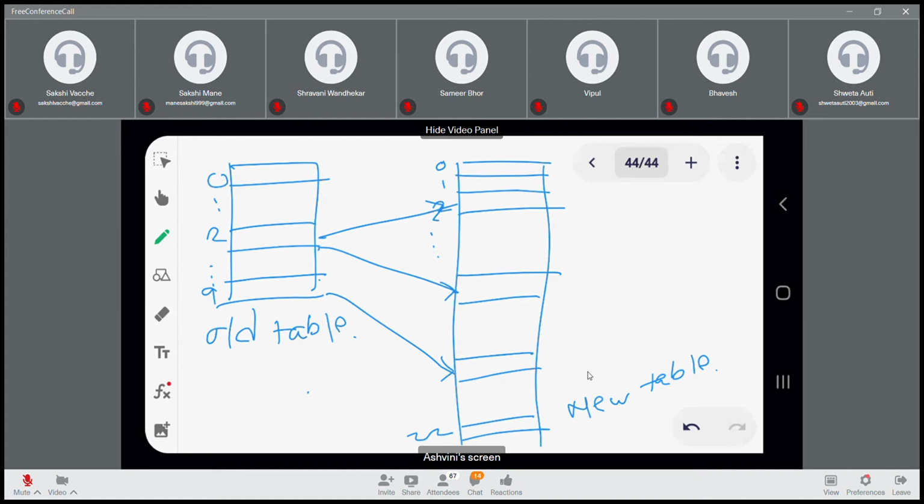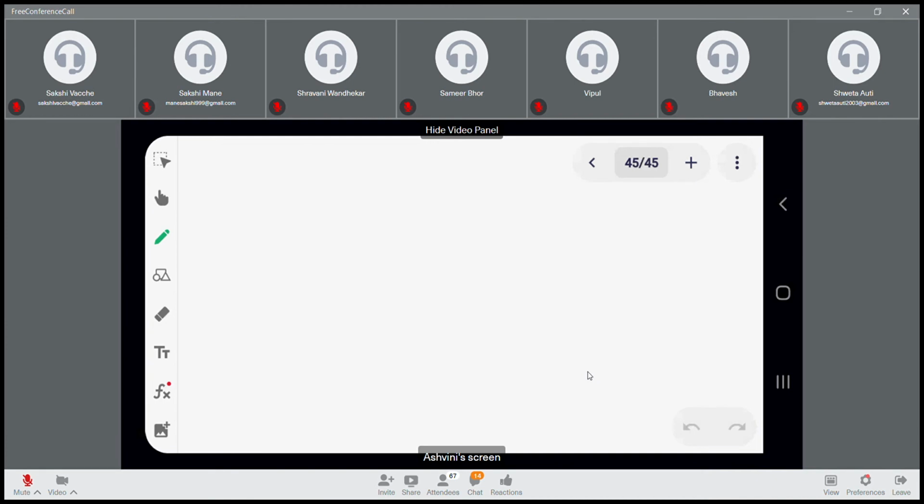Suppose your table size is 10, that is from 0 to 9, and this table is completely full. Then you need to resize your table, and there are certain rules to resize it. So when your table is completely full, it is required to rehash. With quadratic probing, rehashing is also needed when the table is half full.